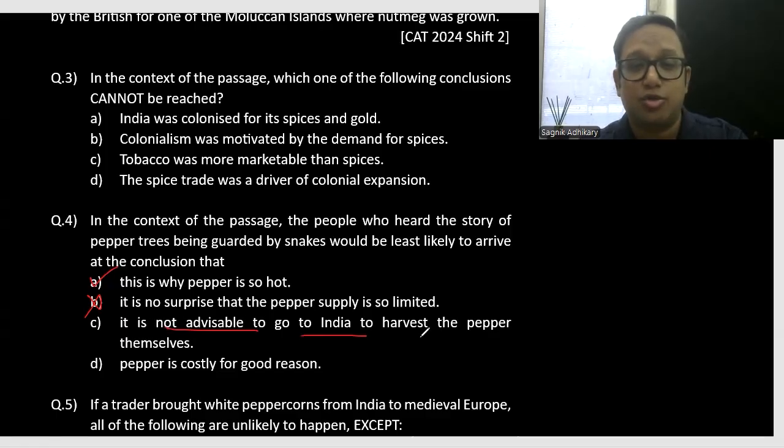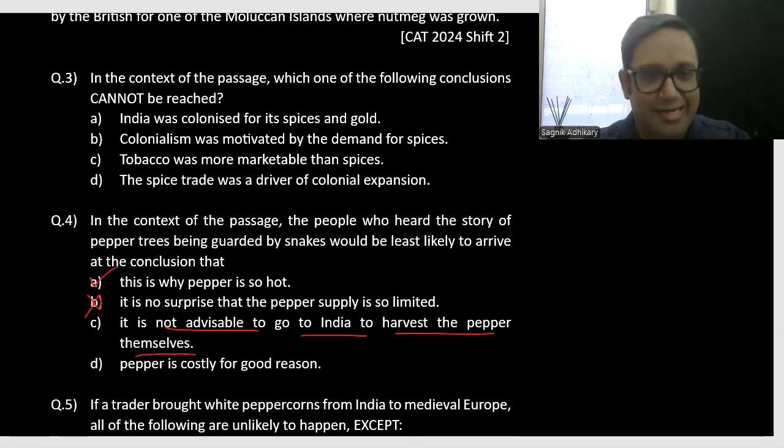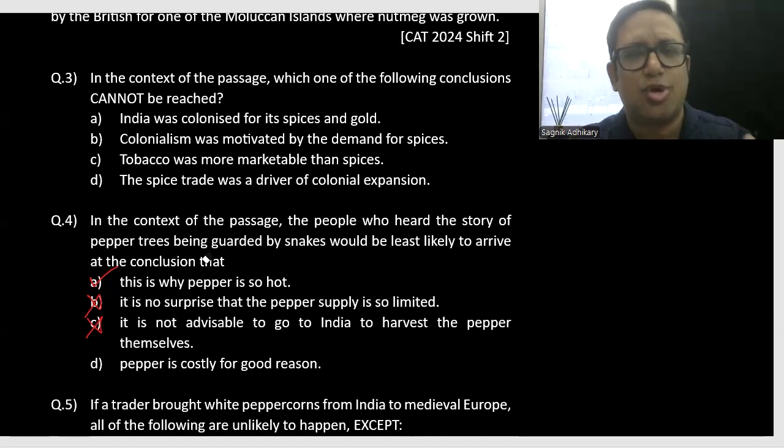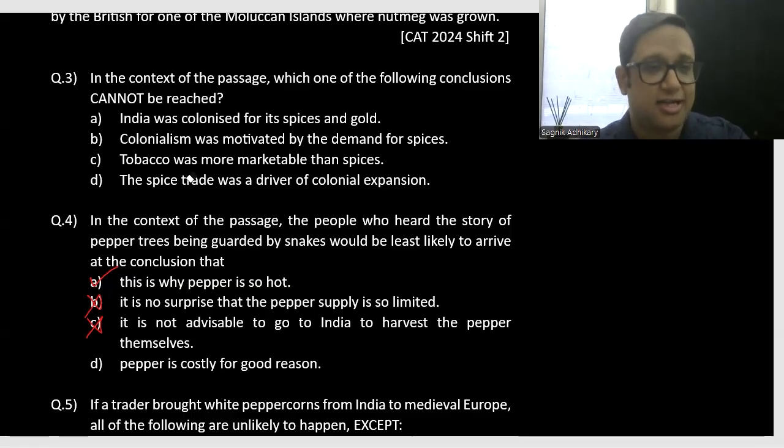C, it is not advisable to go to India to harvest pepper themselves. Obviously, they don't want to go to a land where snakes guard trees. It is dangerous. So also likely to come to this conclusion. Not the answer. Pepper is costly for good reason. Yes, because its supply is low, because it is so dangerous and so exotic. It is difficult and dangerous to get it from India, trees guarded by snakes. So this is also a conclusion that they are likely to arrive at. Not the answer. The answer here again is option A.